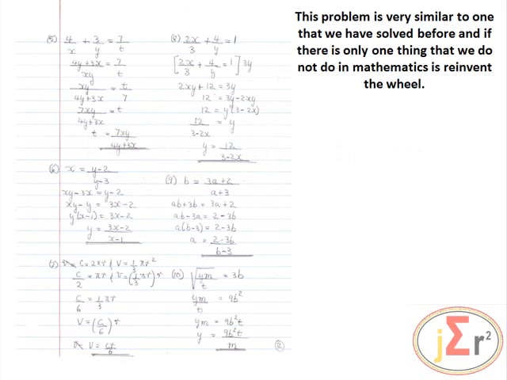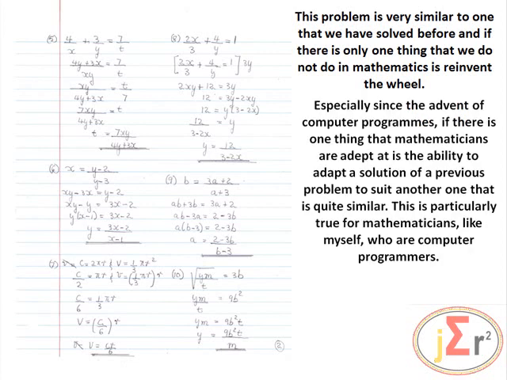This problem is very similar to one that we have solved before. And if there is only one thing that we do not do in mathematics, it is reinvent the wheel. Especially since the advent of computer programs, if there is one thing that mathematicians are adept at, it is the ability to adapt a solution of a previous problem to suit another one that is quite similar. This is particularly true for mathematicians like myself, who are computer programmers.